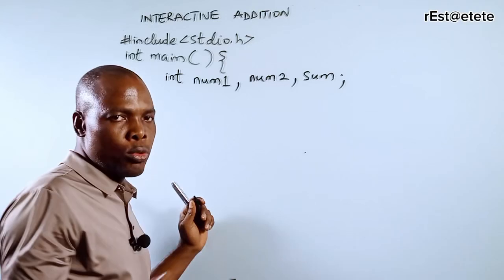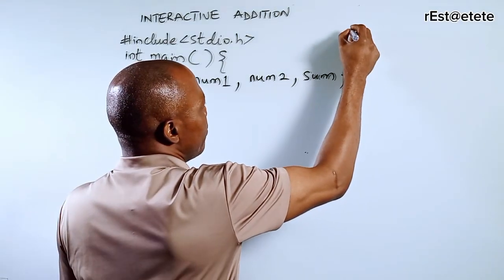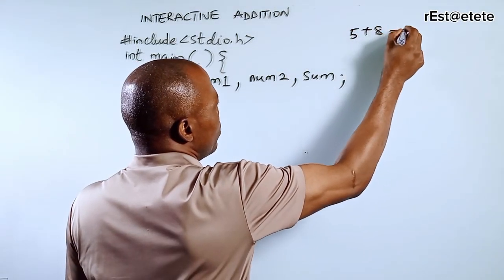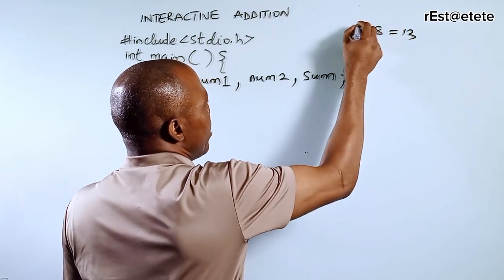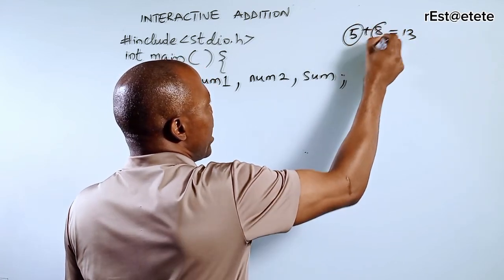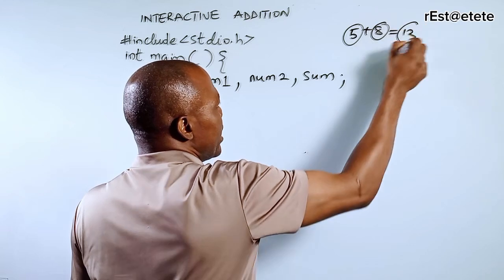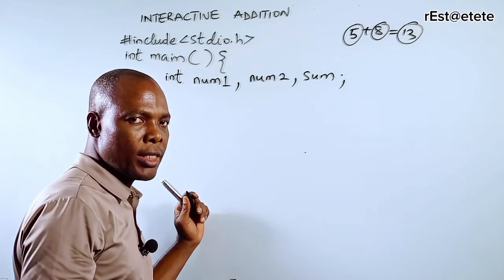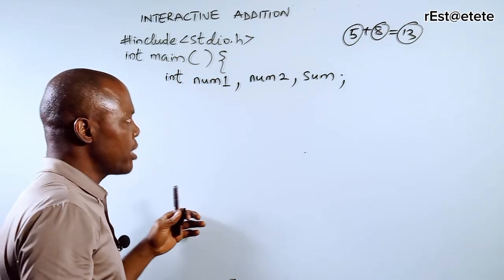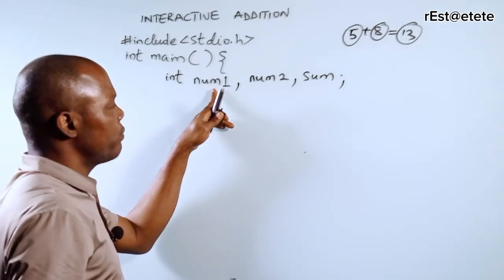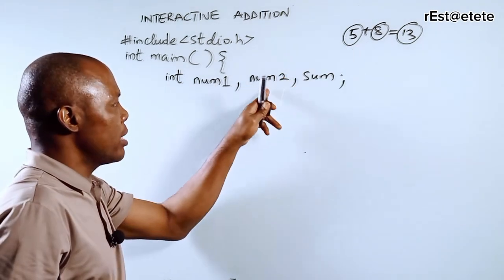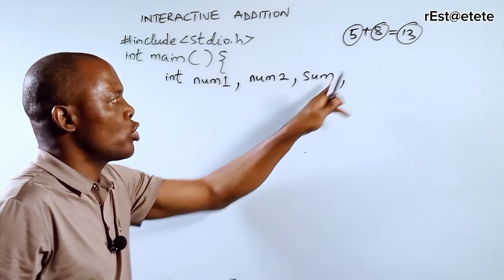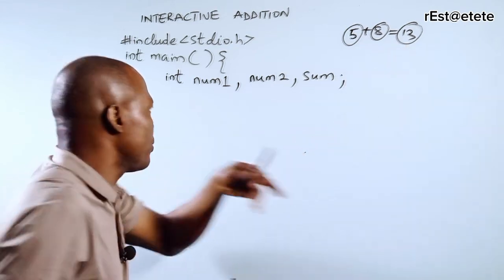So I want to add two numbers. I want to say 5 plus 8 equals what? 13. So I will need a variable to store this 5, a variable to store this 8, and then a variable to store this 13. That is what I want to achieve. So this first variable will store the first number, this one will store the second number, and this sum will store the addition.